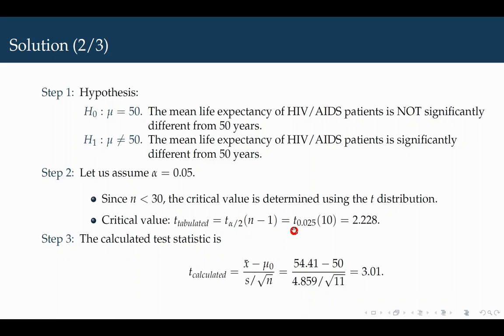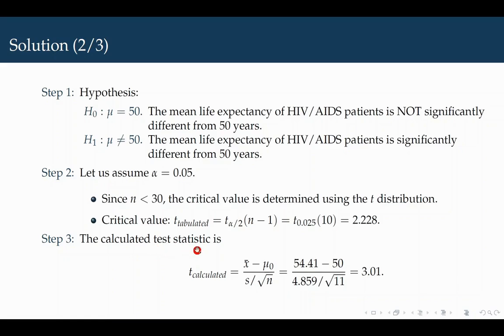So this becomes T 0.025 with 10 degrees of freedom. You can obtain this value directly from a T distribution, which becomes 2.228. Then once we obtain this tabulated value based on the theoretical T distribution, next we have to obtain the value of the test statistic.